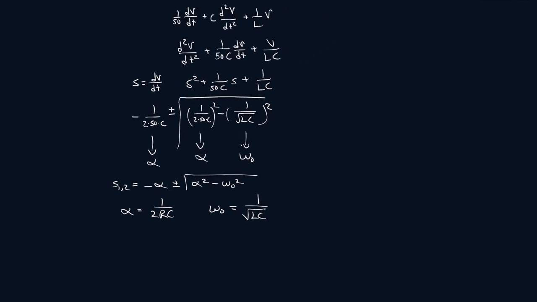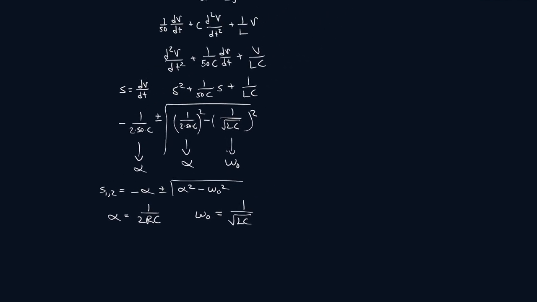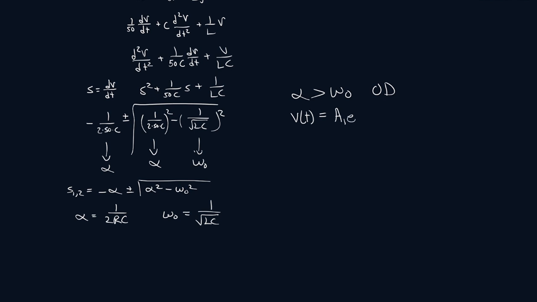So we're going to check the following. If alpha is greater than omega, then we have an overdamping case, and the voltage across the capacitor is going to be equal to A1 e^(S1 t) plus A2 e^(S2 t). Now if they're both equal to each other, then we have a critically damped case. So the voltage across the capacitor will be (A1 plus A2 t) e to the power of minus alpha t.